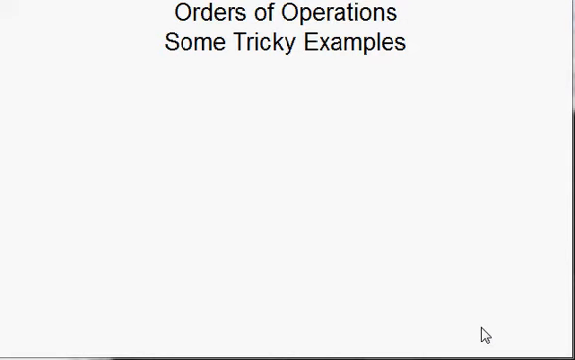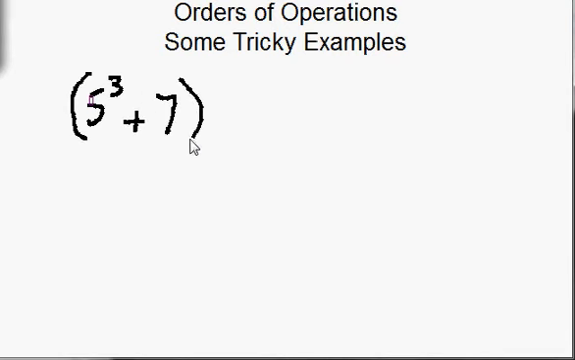I would like to go over the examples. So, first one, we have 5 cubed plus 7, and that whole thing in parentheses, times 2.